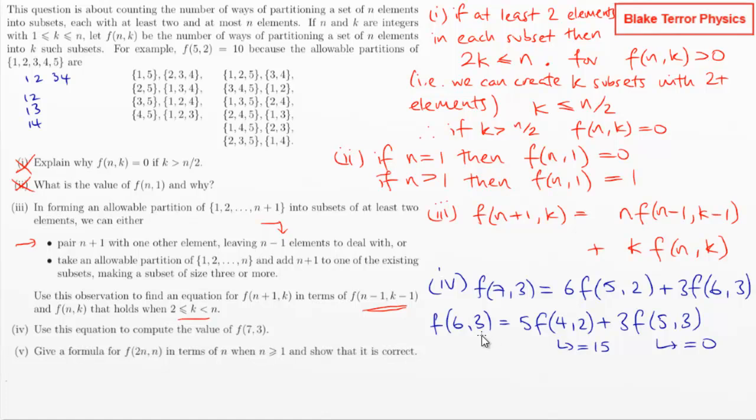So f63 is 15 and 6 f52, that was the one they've given us before, so we've got 10. So f73 is equal to 6 times 10 plus 3 times 15. So 60 plus 45, 105. Good, good. Right, I'm going to need a new sheet for the last part. Where's my mouse gone? Mouse has disappeared for some reason.